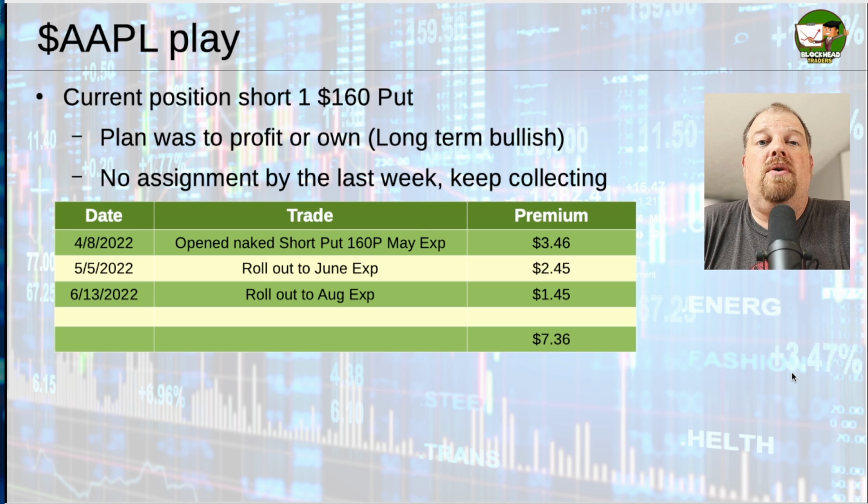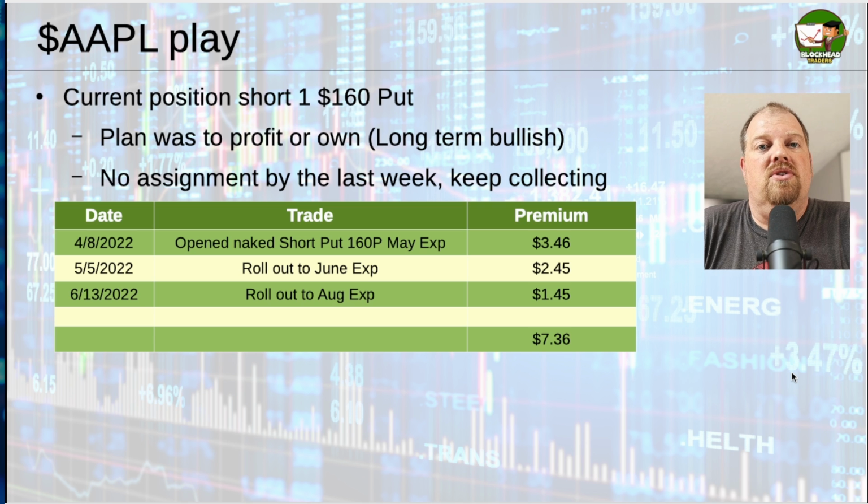Back when I made this trade in early April, Apple had shown that 160 was roughly a level of support. As we approached the 160 level, I went ahead and sold a put at the 160 price. And my thesis here is that long term, Apple is going to rebound. It's going to come back.